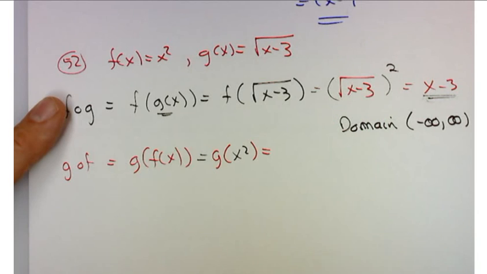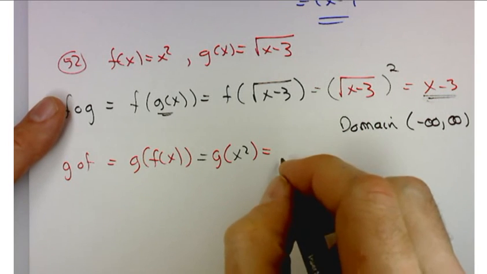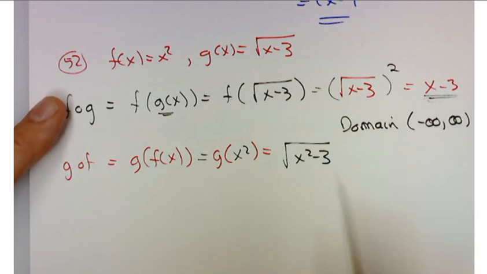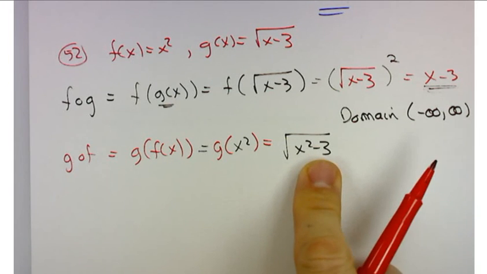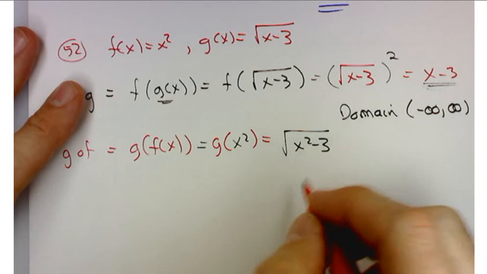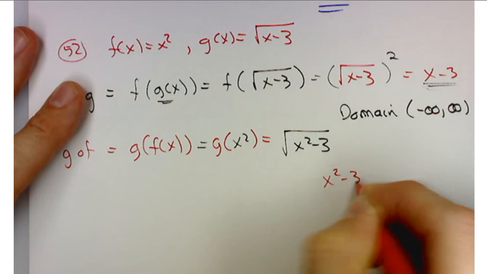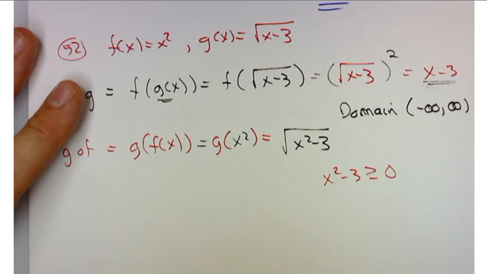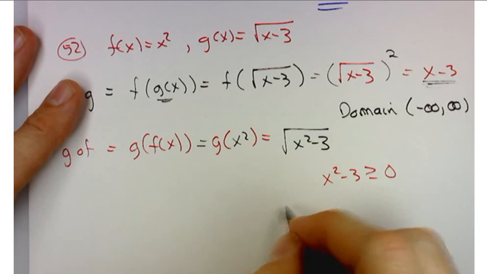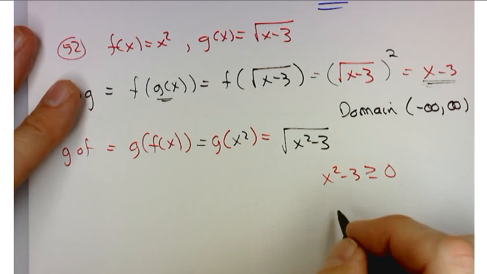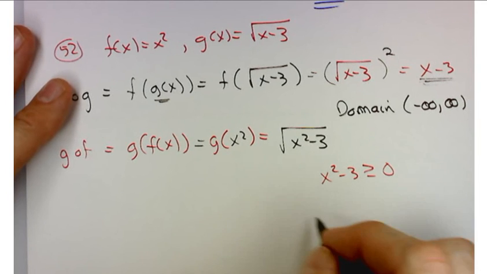Now the domain of this one is a little bit more of a problem. It's a little bit of a pain, in part because 3 is not a nice perfect square. But what we have to have true about this is x squared minus 3 is greater than or equal to 0. I need to know where this equals 0. x squared minus 3 equals 0 when x squared equals 3 or x equals plus or minus the square root of 3.